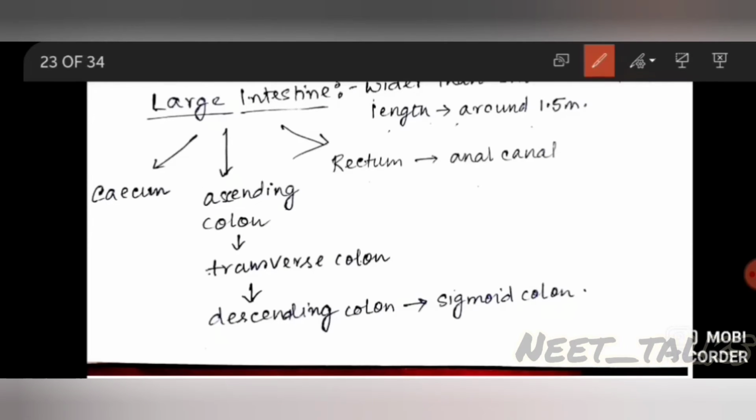Okay, and then our cecum, it is a hollow bag-like structure from where the ascending colon starts, then the transverse colon, descending colon, then the sigmoid colon, and then the rectum, anal canal, and then the food is thrown out of the body via the anus. So these are all about the large intestine.